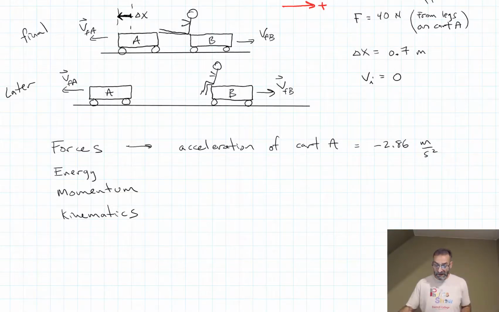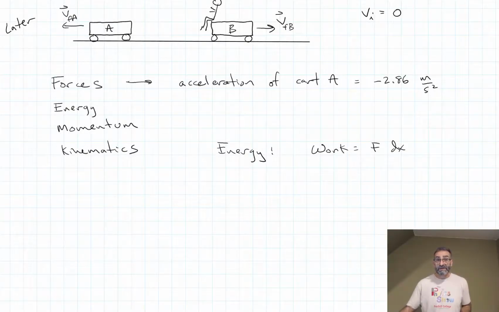Using forces, we found the acceleration of cart A, and it was 2.86 meters per second squared. Remember, the units for acceleration are meters per second squared. The cart's velocity will change by 2.86 meters per second every second in the negative direction. Now see what you can figure out using energy. Let's start out using work. We know that work is force times some distance, dx.